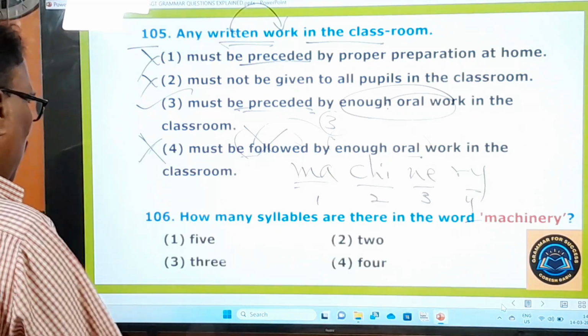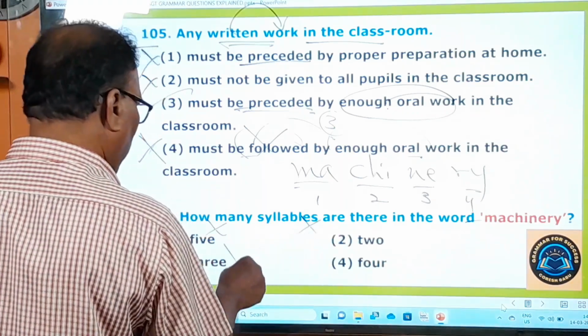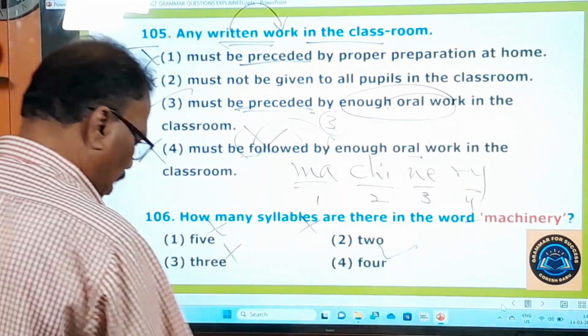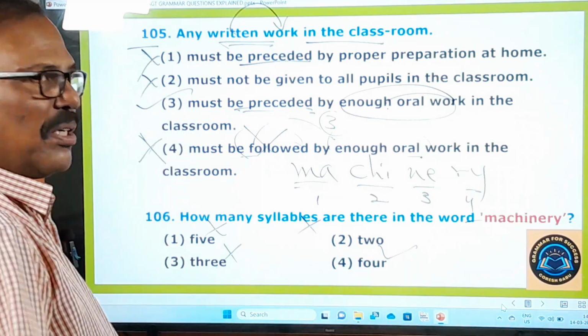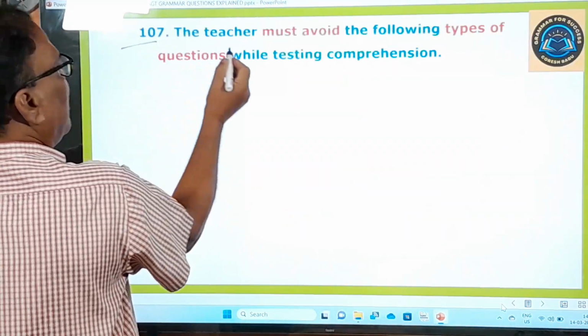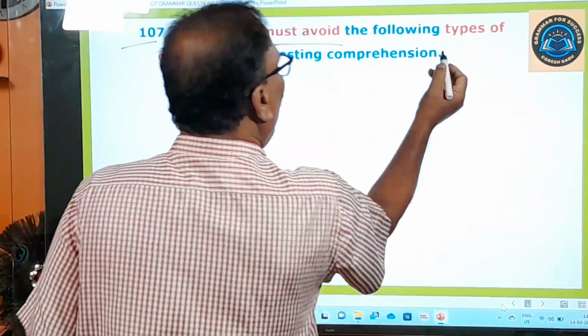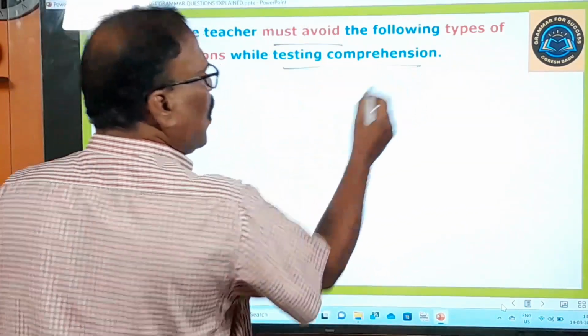And now let us do that. Five wrong, two wrong, three wrong, four correct. Right. And now let's move on to the next question. 107. The teacher must avoid the following types of questions while testing comprehension.